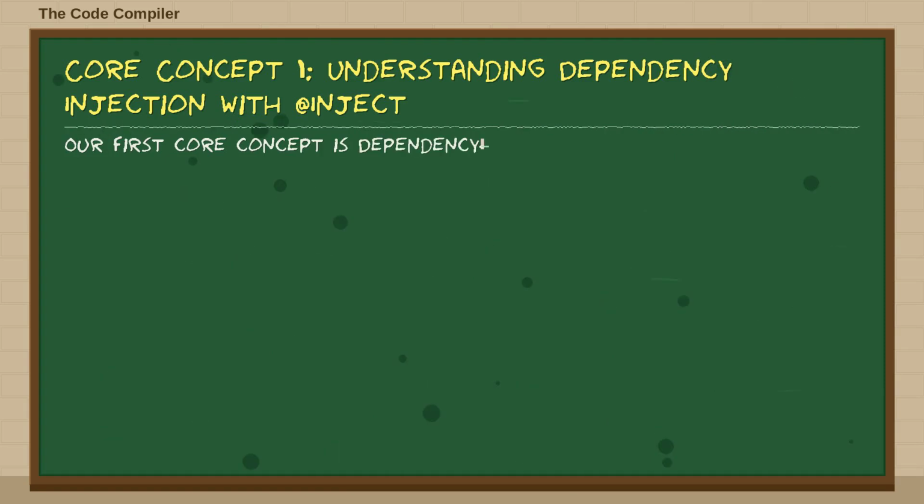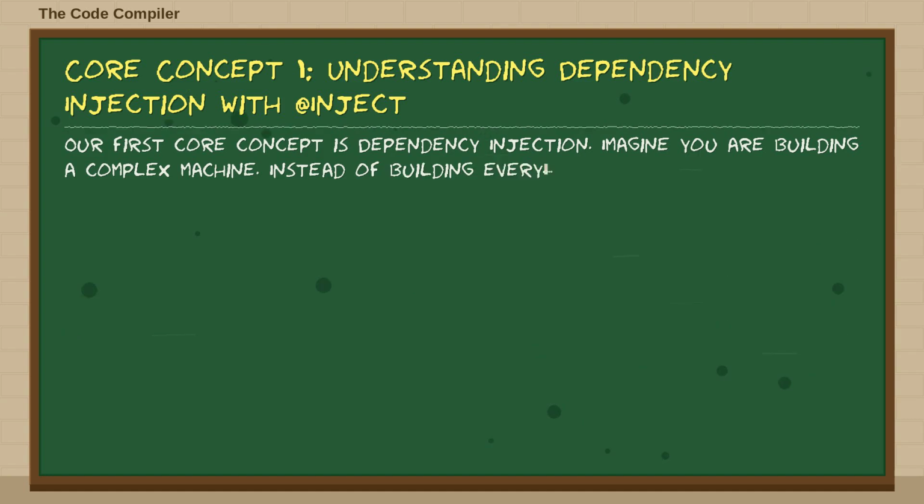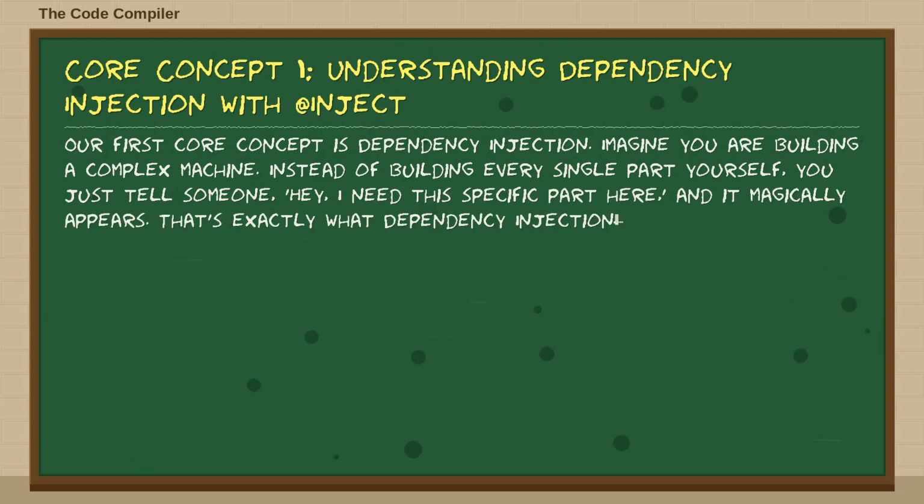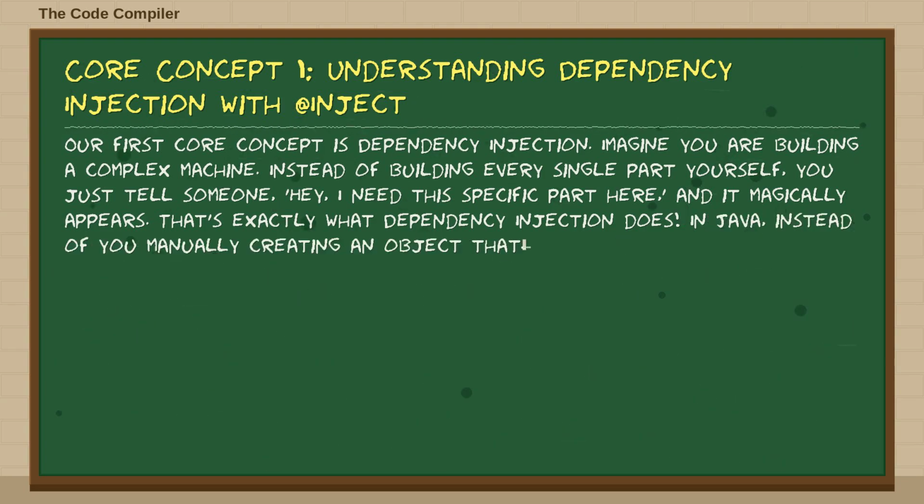Imagine you are building a complex machine. Instead of building every single part yourself, you just tell someone, "Hey, I need this specific part here," and it magically appears. That's exactly what dependency injection does. In Java, instead of you manually creating an object that your class needs, you simply declare that you need it, and CDI, our smart assistant, automatically provides it to you.